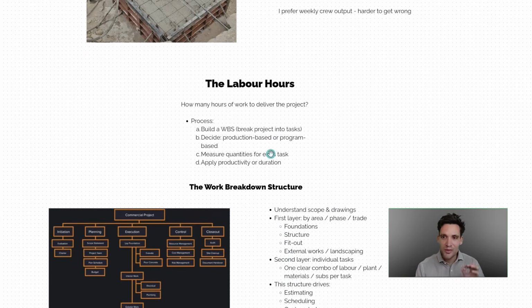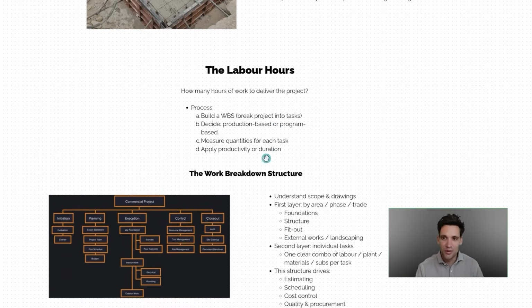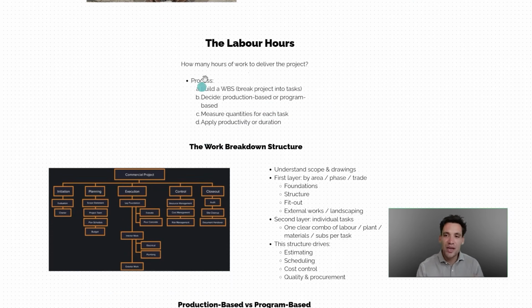But the next question we need to answer is how many hours of work do we need to budget for on our project? And this is a very simple process. We build a work breakdown structure, take the project scope, break it down into tasks, decide whether a task is production-based or program-based. I'm going to explain these terms in a second. We then measure the quantity of work associated with each task and then apply a productivity rate or duration, depending on whether it's a production-based task or a program-based task.